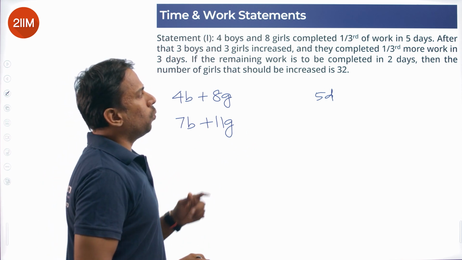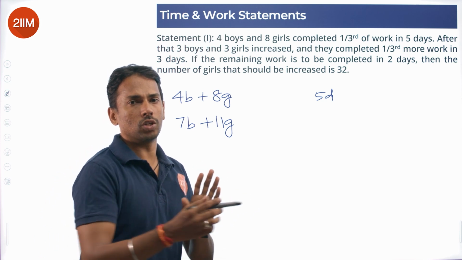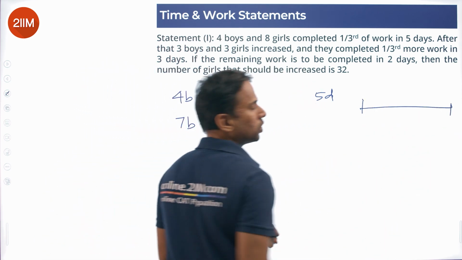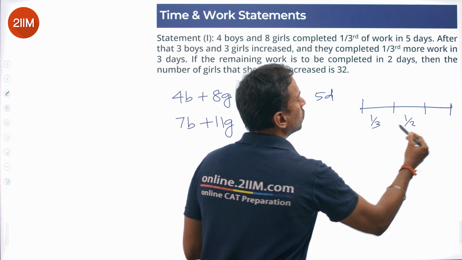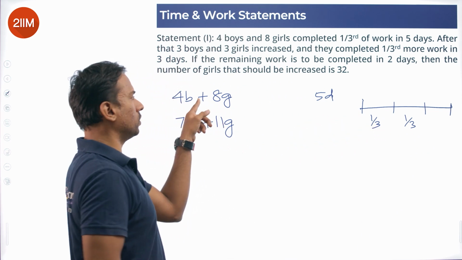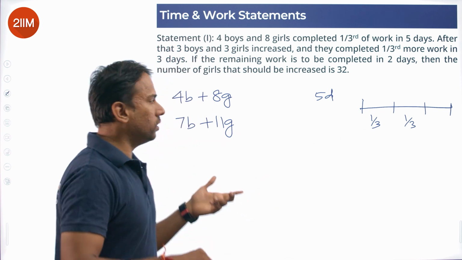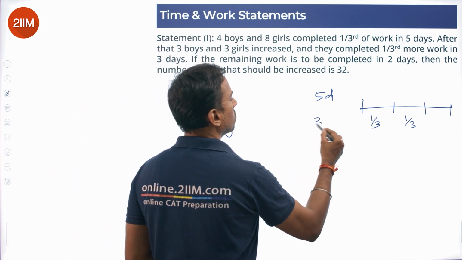They completed 1/3 more work in 3 days. So they are doing another 1/3 portion of the work. That means the total work is being divided by 1/3, next 1/3. So the first 1/3 portion is being completed by this team. They took 5 days. The next 1/3 portion is done by this team and they are taking 3 days.